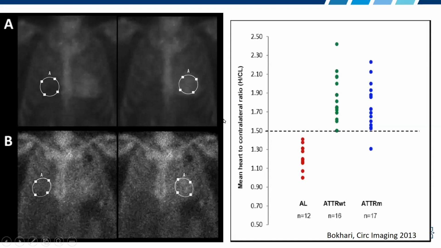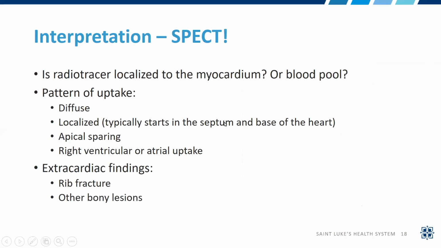One of the original studies on this looked at a ratio of 1.5 and found that was able to differentiate between AL and ATTR fairly well in a limited number of patients. But as we've done this more and more frequently and expanded this to people that we're questioning whether or not they have amyloidosis at all, we found that there's a lot of overlap around this number, where this is not a sensitive or specific enough number to grade. So again, I would not use planar imaging. I would not use heart to contralateral lung ratio to decide if someone has amyloidosis. I think we need to move away from that.